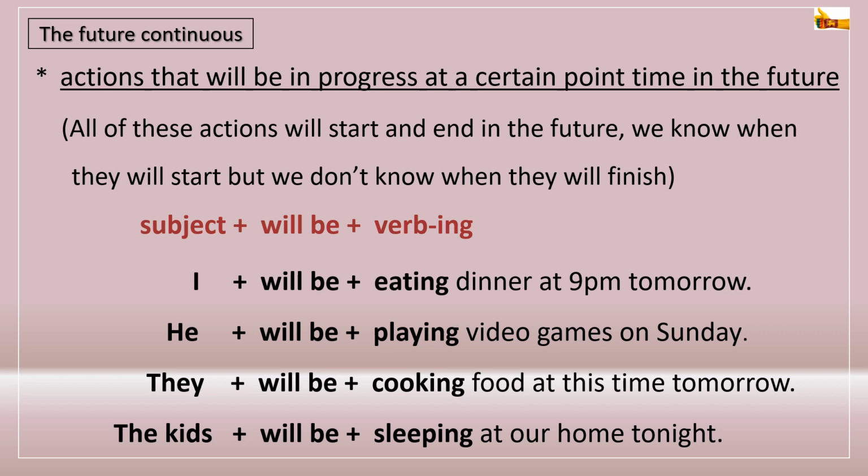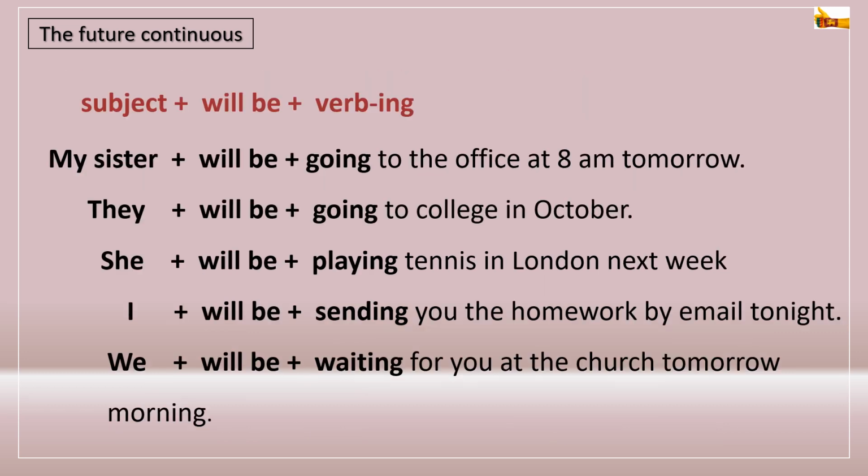He will be playing video games on Sunday. They will be cooking food at this time tomorrow. The kids will be sleeping at our home tonight. Let's take a look at some more examples of the future continuous tense.